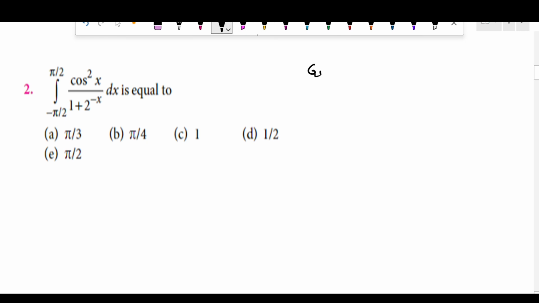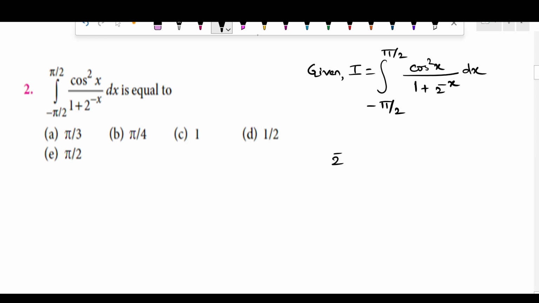So given I is equal to the integral from minus pi by 2 to plus pi by 2 of cos square x upon 1 plus 2 to the power minus x dx. We need to find this value. Now see, 2 to the power minus x is 1 over 2 to the power x.